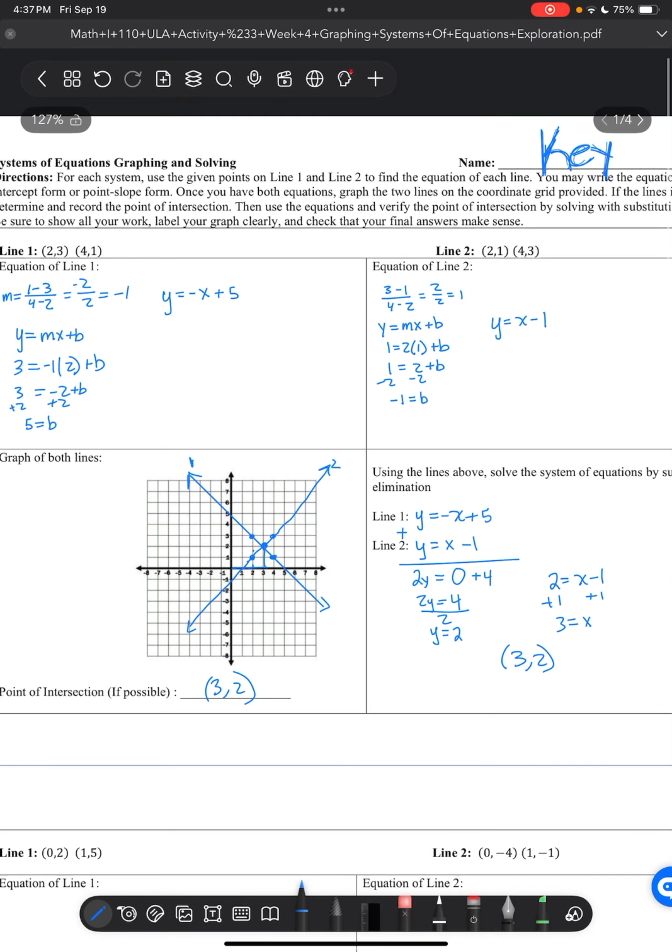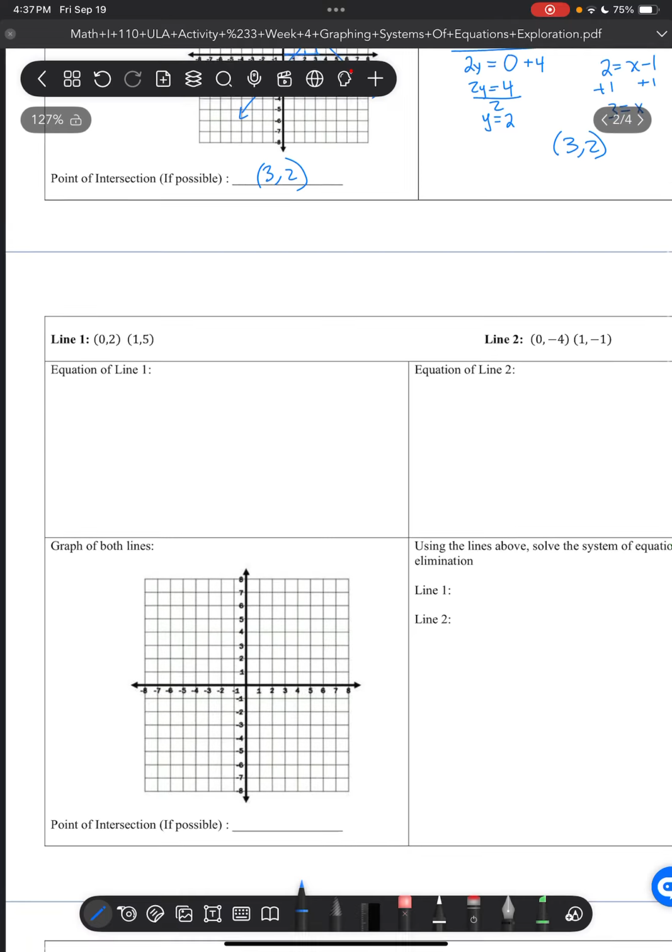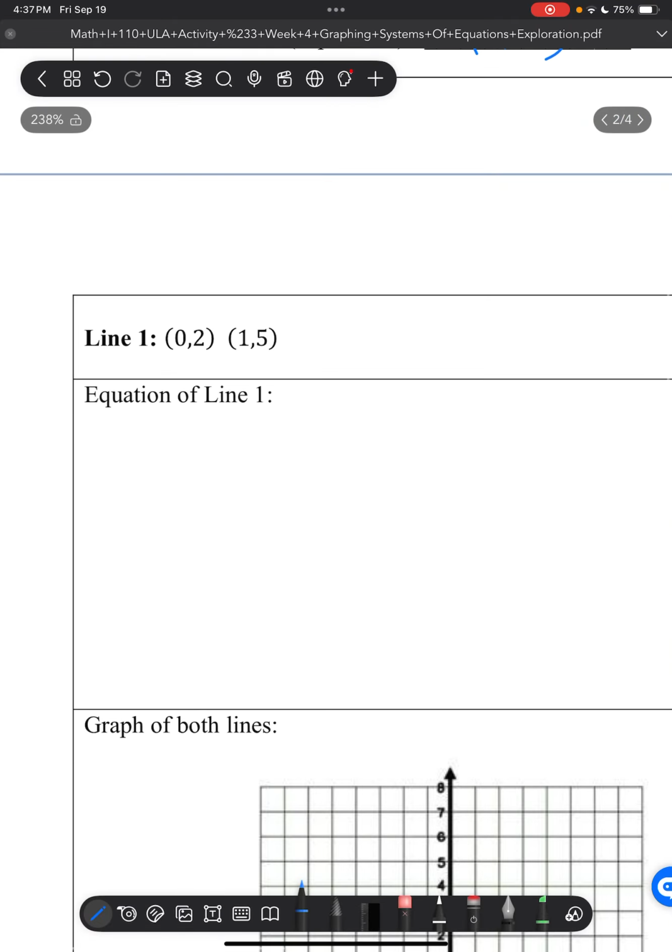And we see the two bottom boxes are equal. They're the same solution, so we're good. All right, moving on to the next one. So we have an equation of a line.